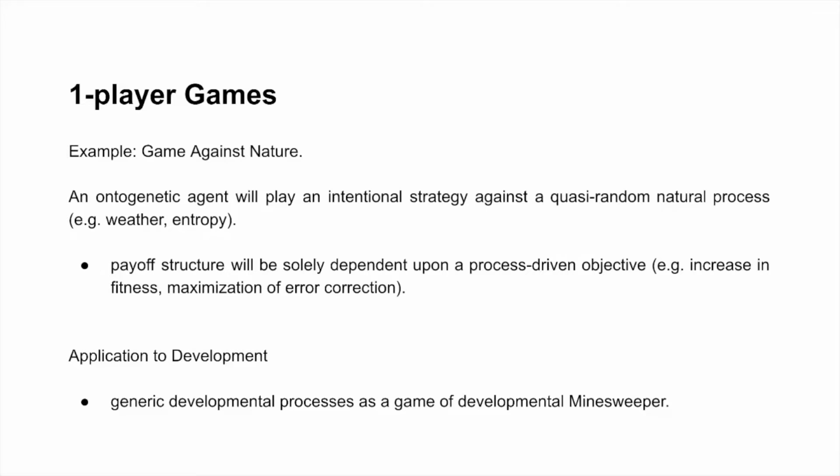Now, one-player games, an example of this is the game against nature. So in this case, an ontogenetic agent will play an intentional strategy against a quasi-random natural process. So a quasi-random natural process is something like weather or entropy. And so the payoff structure here will be solely dependent upon a process-driven objective, for example, an increase in fitness or a maximization of error correction. And the application of development here we're going to get into is a generic developmental process that we'll talk about as a game of developmental minesweeper.